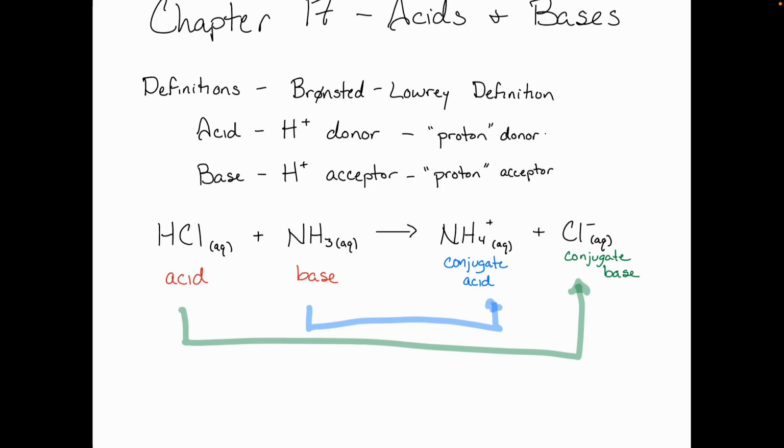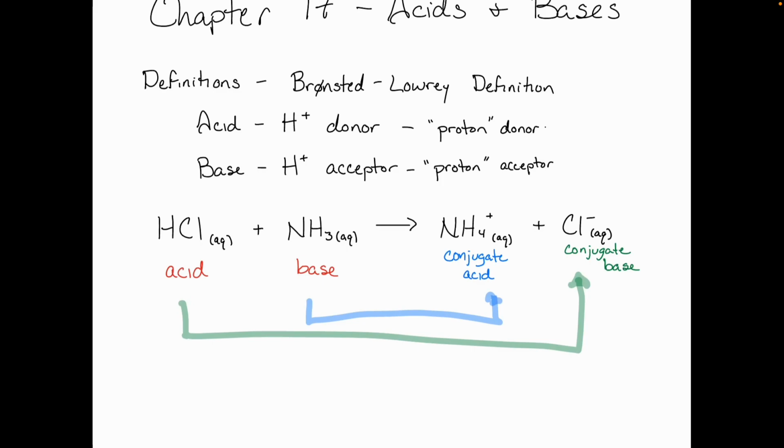Okay, so your base becomes a conjugate acid, your acid becomes a conjugate base. Okay, why do we label it like that? Well, because if we were to look at the reverse reaction, my conjugate acid would be the one losing its proton, donating its proton, playing the role of an acid. And in the reverse reaction, my conjugate base would be the one accepting the proton, playing the role of the base. Okay, so that's where that terminology comes from. Look at it in equilibrium.